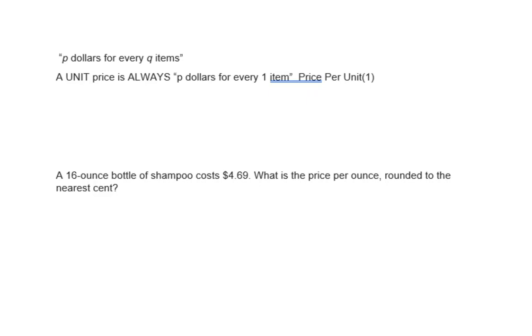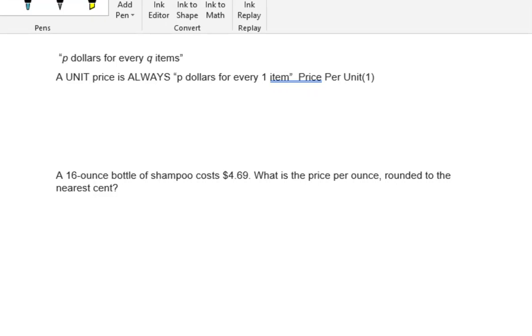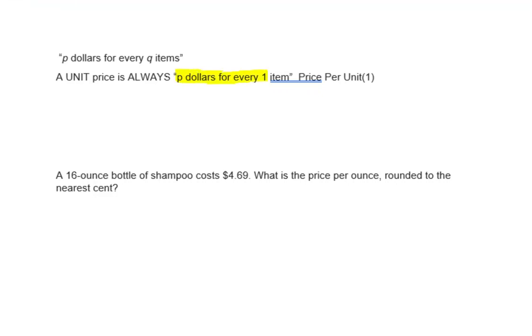What is a unit price? A unit price is always a price for every 1 unit. It is some amount of money for every one item. Price per unit. We're going to be using division to determine the unit price.